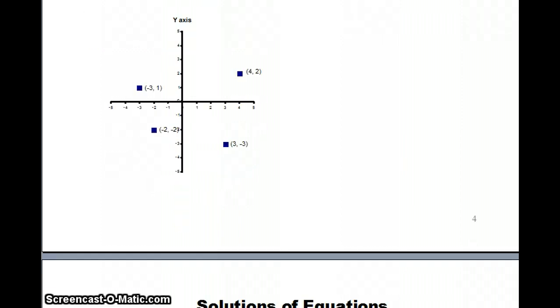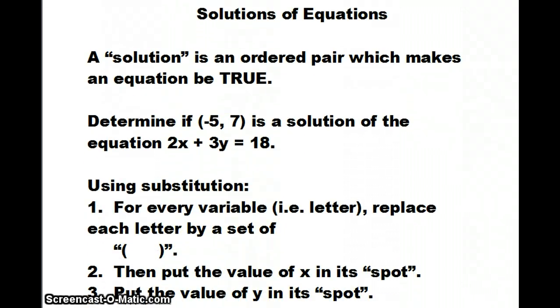The next thing we're going to do is talk about solutions of equations. All a solution is an ordered pair, a value of x and y, which makes the equation be true. Remember, an equation is something that on both sides just says that two things are equal. So if we were asked to determine if minus 5, 7 is a solution of the equation 2x plus 3y is equal to 18, what we would do is use something called substitution.